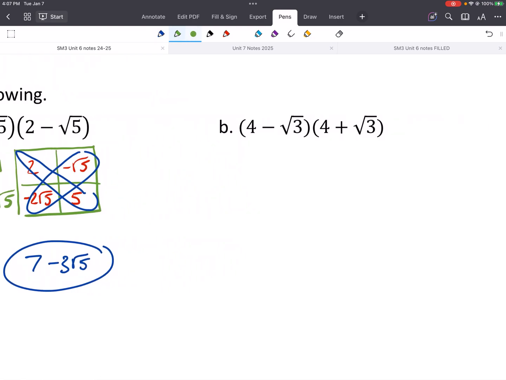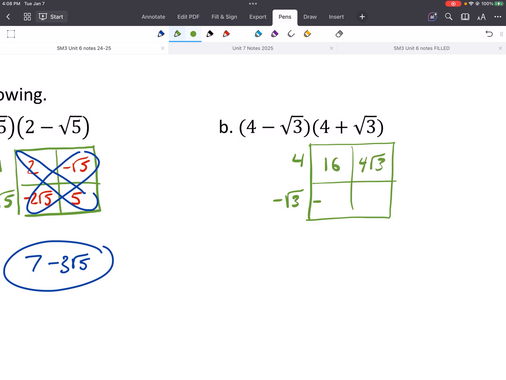I'll do one more. We can do our same box. This one actually will turn out a little nicer because they're opposites and some things might cancel out. So 4 and the square root of 3. So here we'll get 16, 4 square roots of 3, negative 4 square roots of 3, and this will give us a negative 3. Okay, and then if you notice that these are opposites, they can cancel out, so our answer will just be 13.